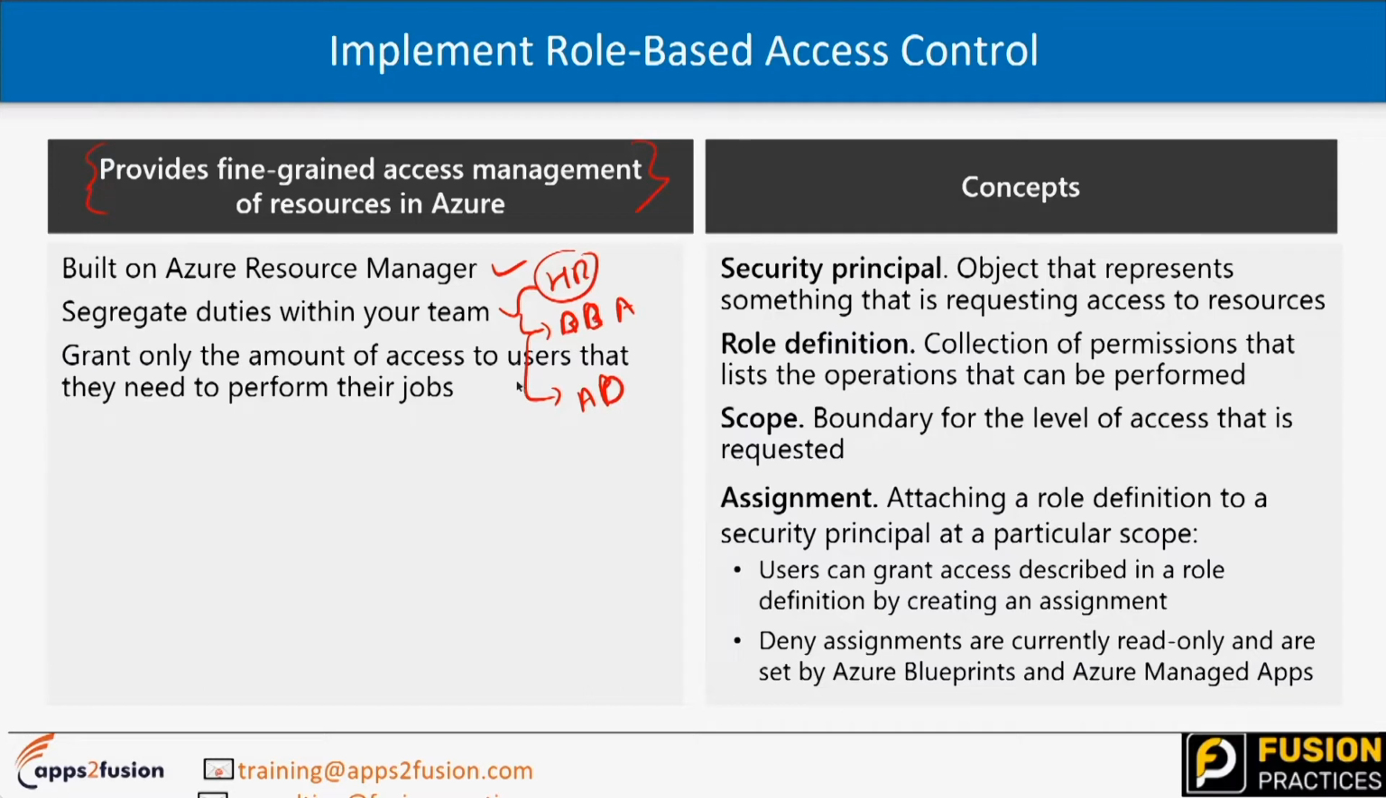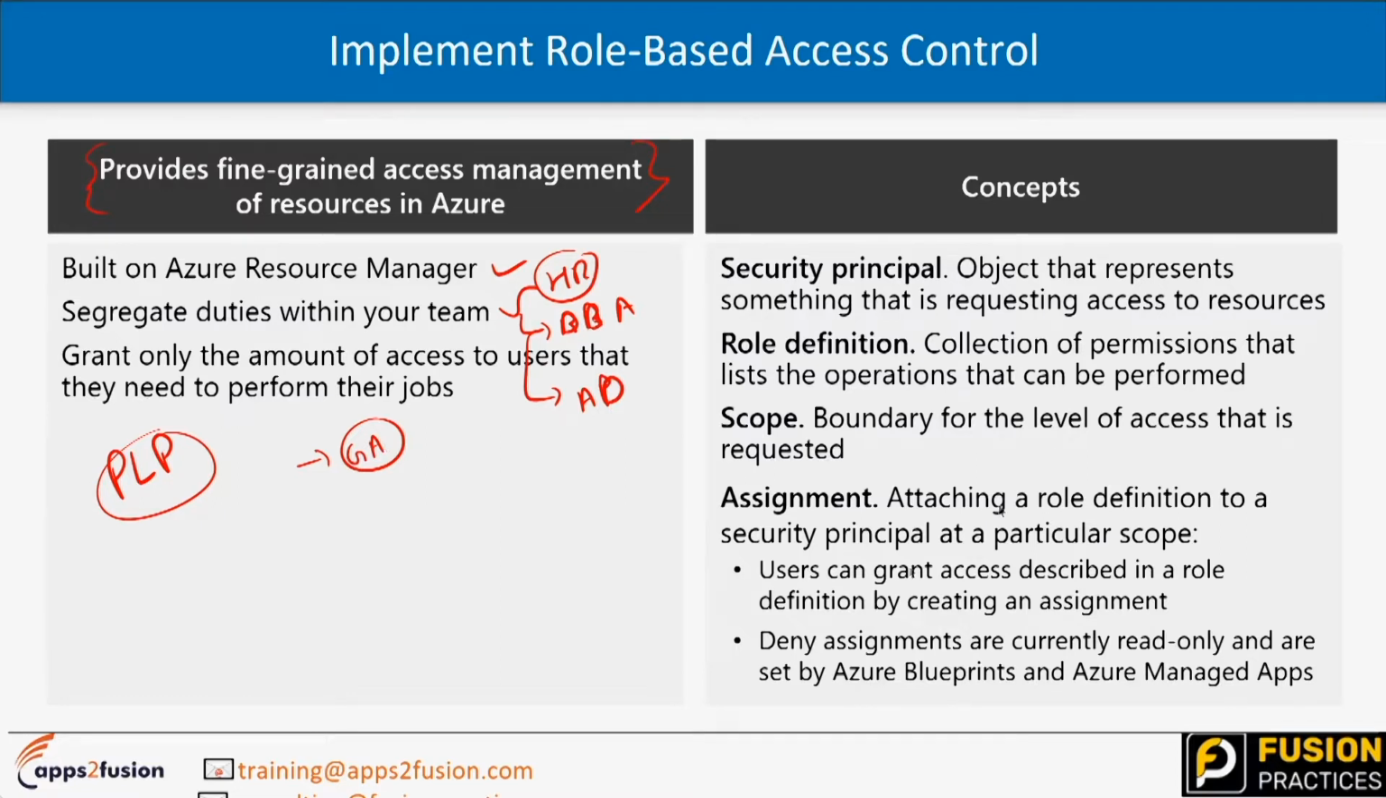Grant only the amount of access to the users that is needed to perform their job. This is known as the principle of least privilege, or principle of least permission. Basically, you are only assigning the roles which are essential for a user to do their task. Nothing more, nothing less. You do not want every user to have global administrator access, because some user might accidentally delete something within your environment. You only want to assign a certain access boundary so that the user is able to perform all the operations assigned to them.